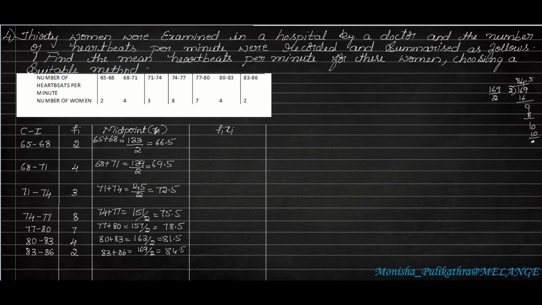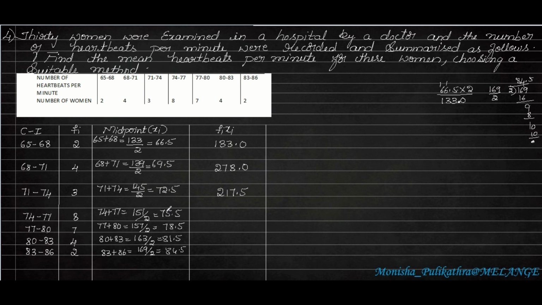So the next one is we need to multiply this 66.5 into 2. Okay. So 66.5 into 2. So 2 5s are 10, 2 6s are 12 plus 1 is 13, 2 6s are 12, 13. After one digit, the point should be there. So that is 133.0. So likewise, second one, 69.5 into 4 is 278.0. Okay. So next one, 3 into 72.5 will be 217.5. In the same method, you have to multiply it.